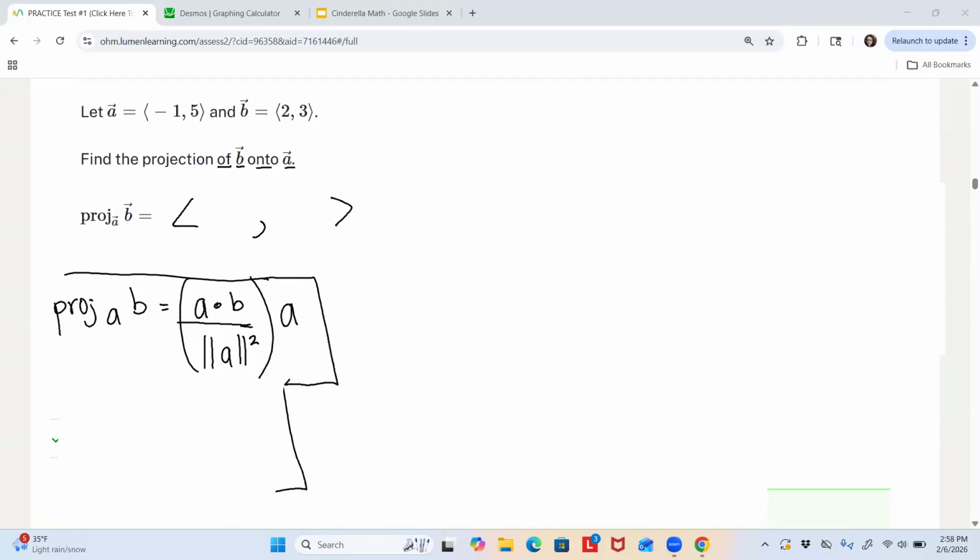Okay? So again, the projection of the one goes big, and the one we project onto is the little one, and it's the dot, over the magnitude of little squared, times the actual little. And by little, I mean the one that's the sub. Okay, so let's dot A and B. So A dot B would be -1 times 2 plus 5 times 3. So that's -2 plus 15, so 13. Okay, that's going to be the top of our fraction.